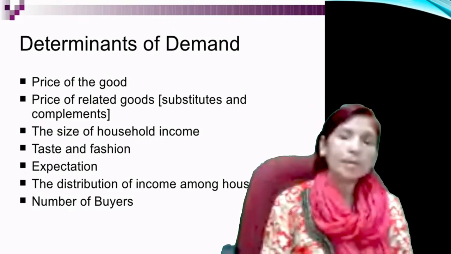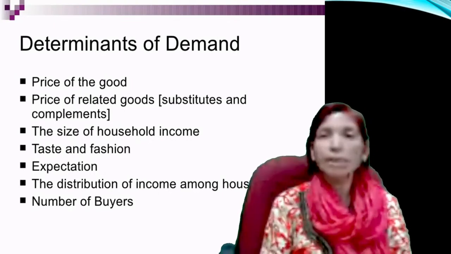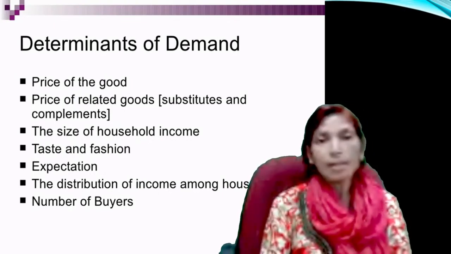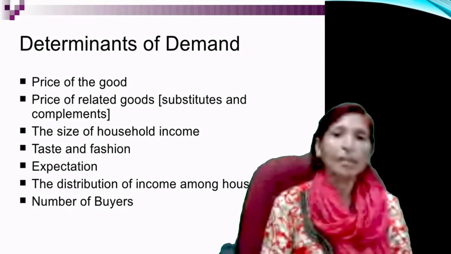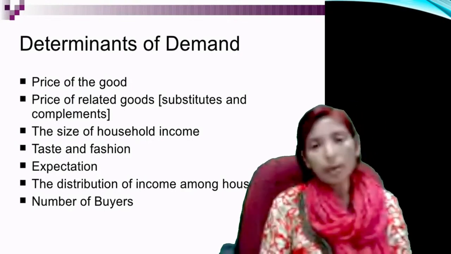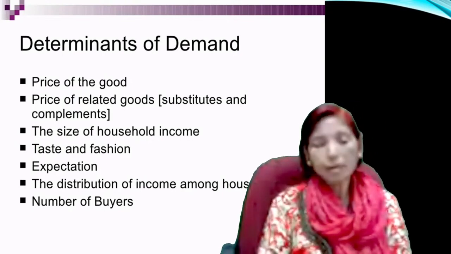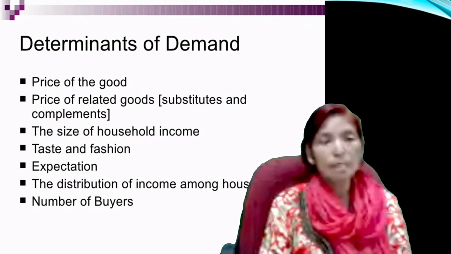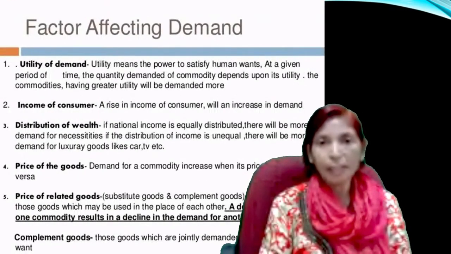And the number of buyers also affects demand. If population is increasing, demand will rise. If population is decreasing, demand will fall. So the number of buyers also affects the demand for a commodity. These are the determinants, or factors affecting demand.